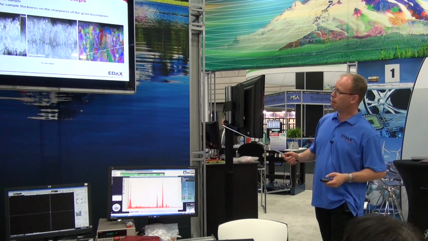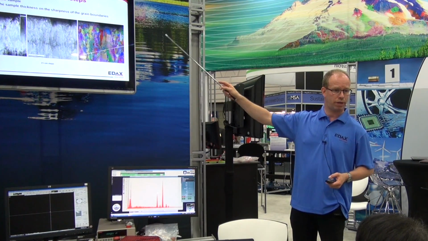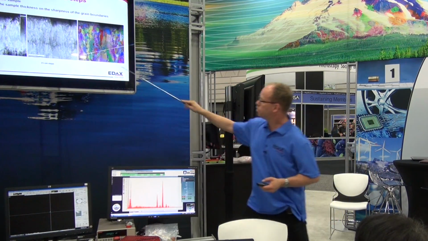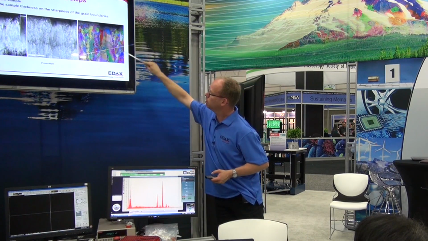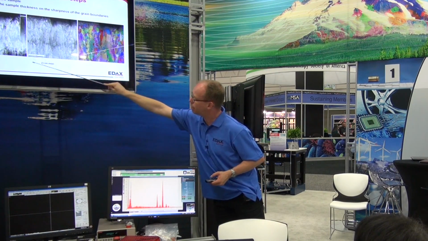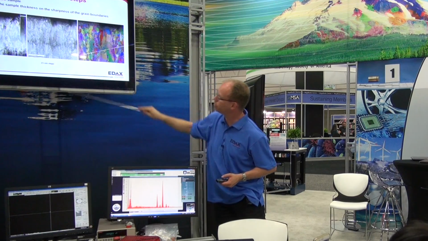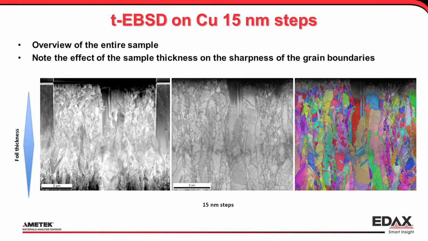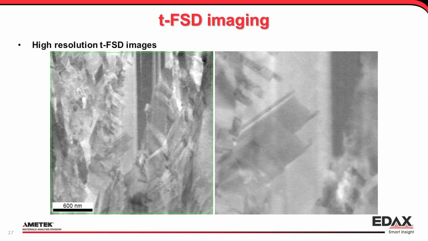Now then we can just make a mapping. This is almost the entire sample that I showed earlier, where you can see a thicker part in the middle. There's the hole on one side, and on this side the hole is just outside of the field of view. With 15 nanometer steps, we can get reasonable indexing results over the entire area. Now, going back to this transmission FSD, as I mentioned, the resolution you can get from this solid state diode is fantastic.